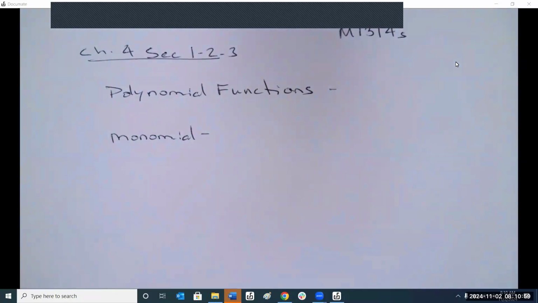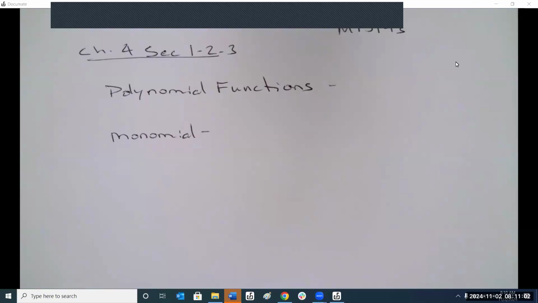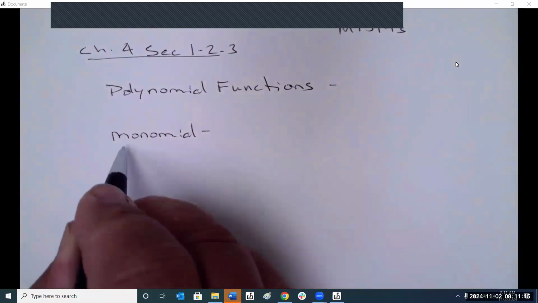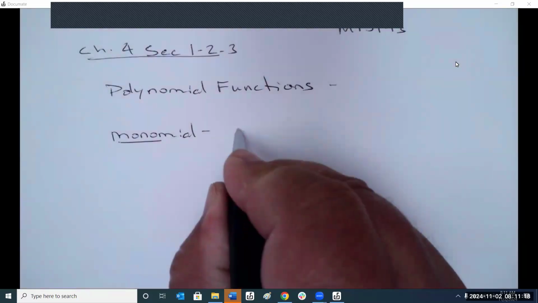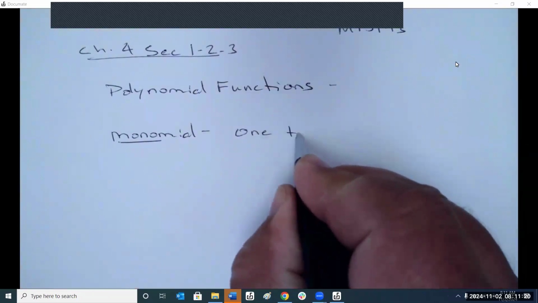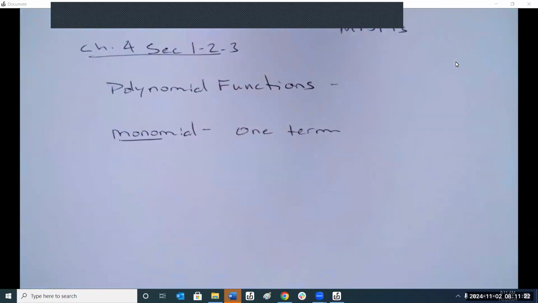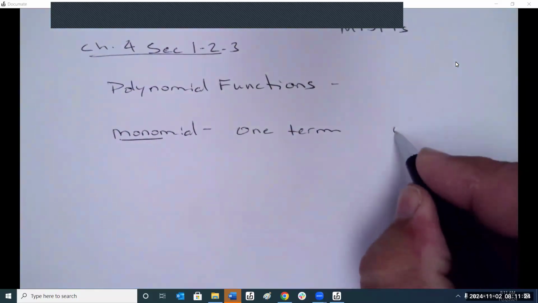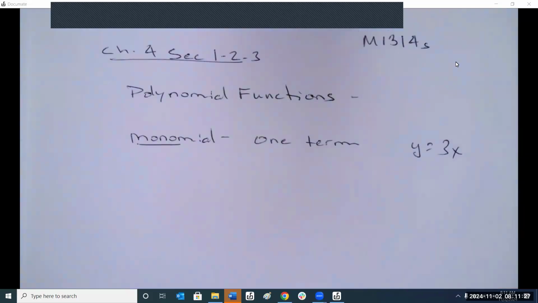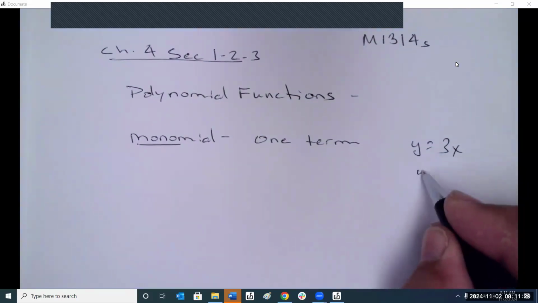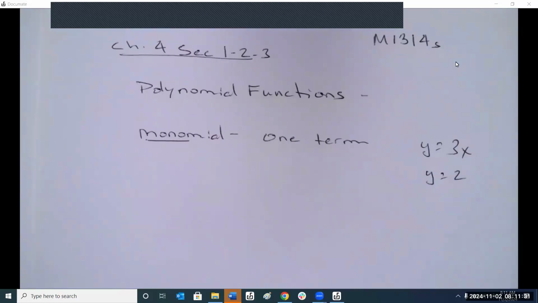What is a monomial? What do you think monomial is? Is there any letters in that word that might give you a clue? What does mono mean? Very good. One term, one number. So for example, y equals 3x. That's a monomial. y equals 2. That's a monomial. Only has one term.